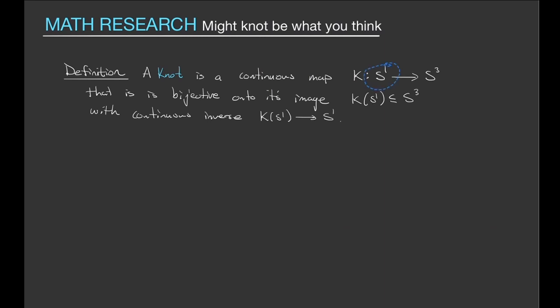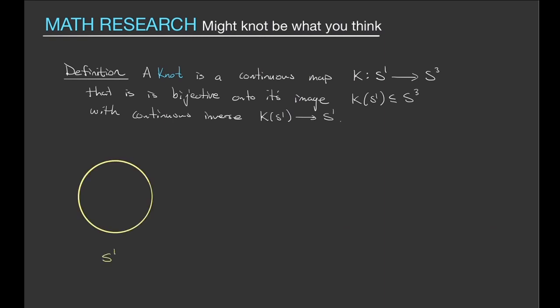which is simply just a circle, into the three sphere, which we'll explain more about in a second. This map, besides being continuous, should be bijective onto its own image. That is, if you just restrict the codomain to the image, it should be bijective, and have a continuous inverse when it's restricted on its codomain.